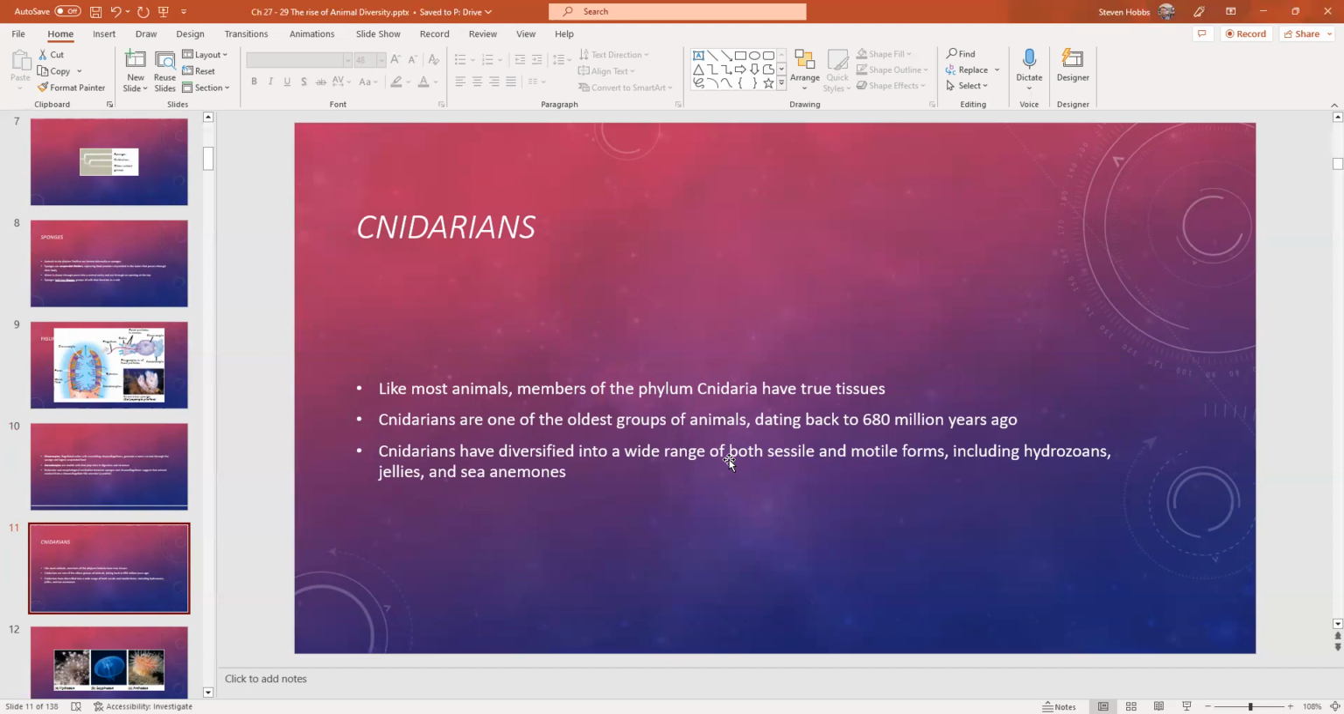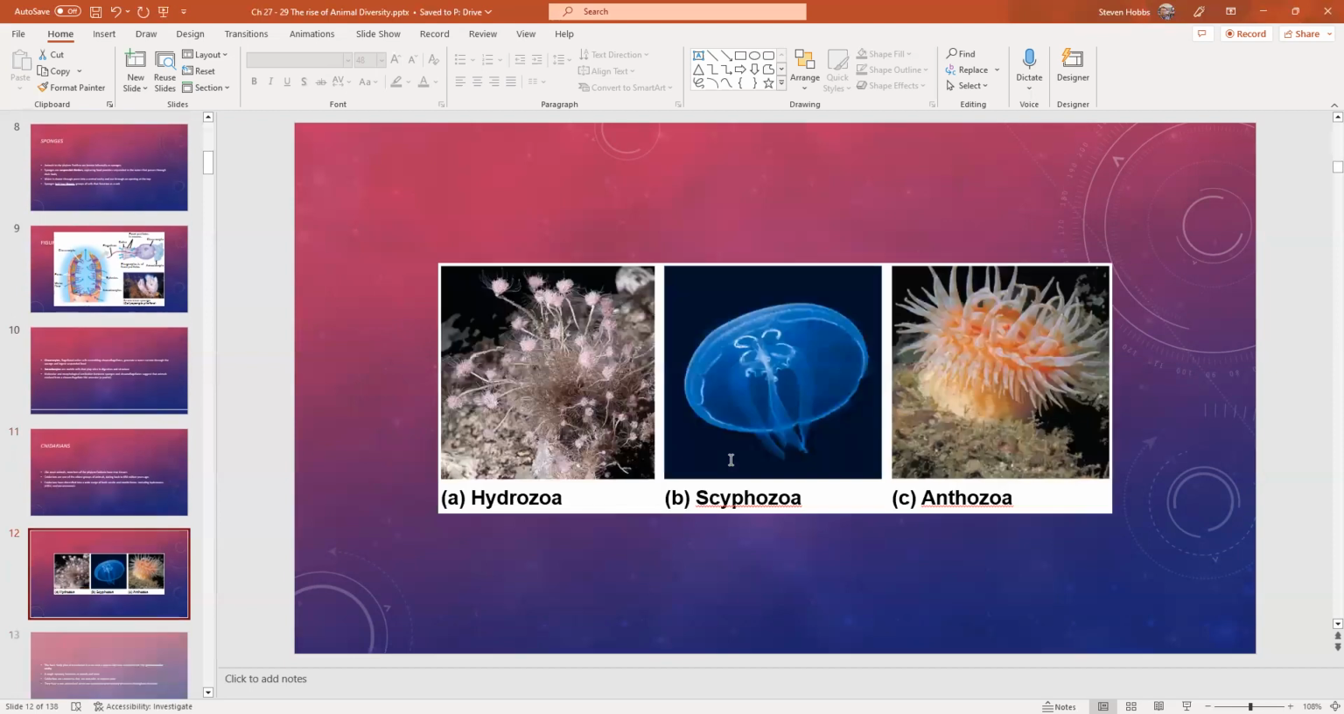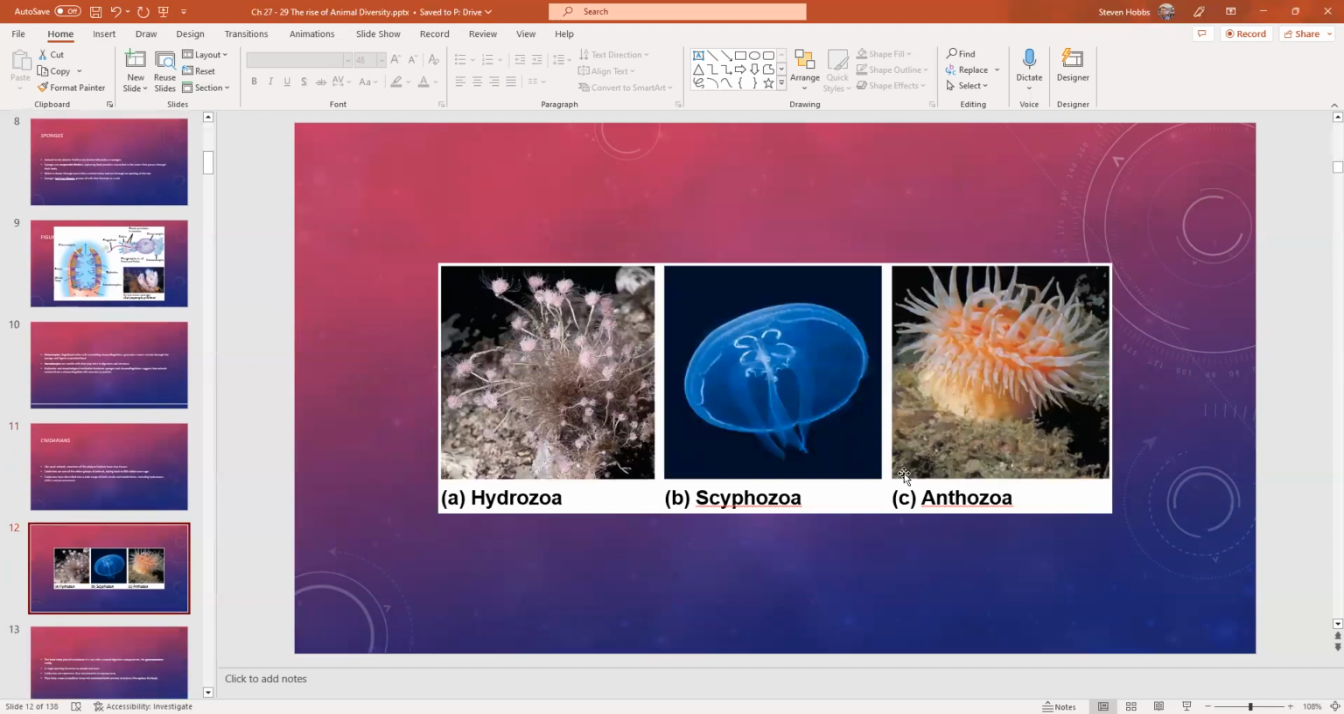Cnidarians have diversified into a very wide range of sessile, which means they're anchored to the bottom, and motile forms like medusae. We also include hydrozoans, jellies or jellyfish, and sea anemones. They look a bit like this. So we have our hydrozoans. Generally, hydrozoans are anchored and relatively small, but you're going to see them in large quantities gathered together. They're not all like that. Some of them are individuals, but we see this quite often.